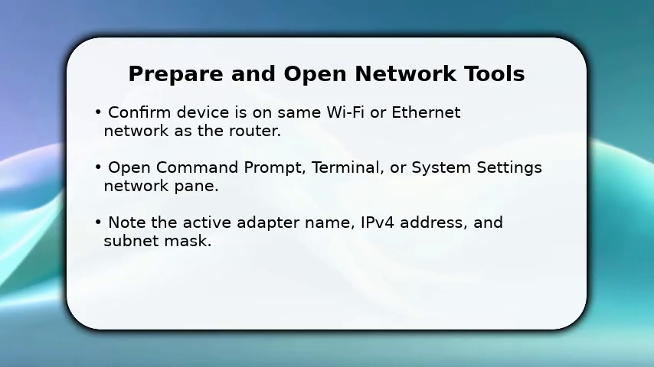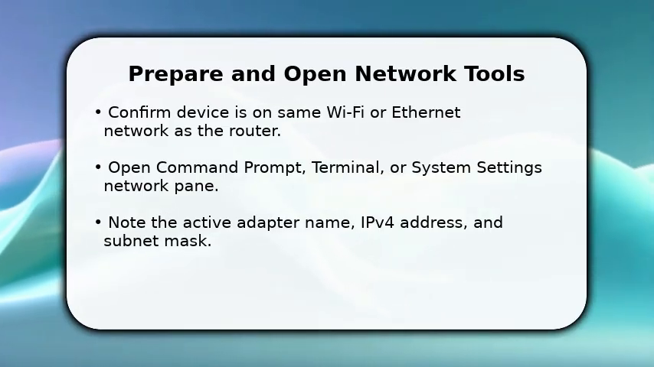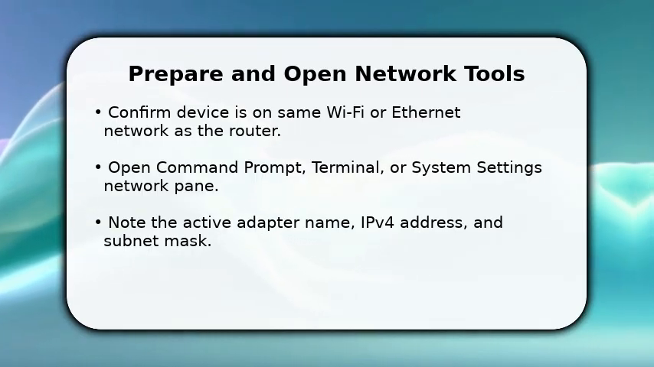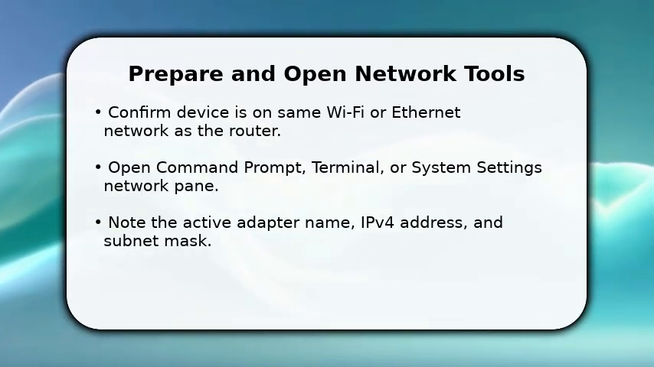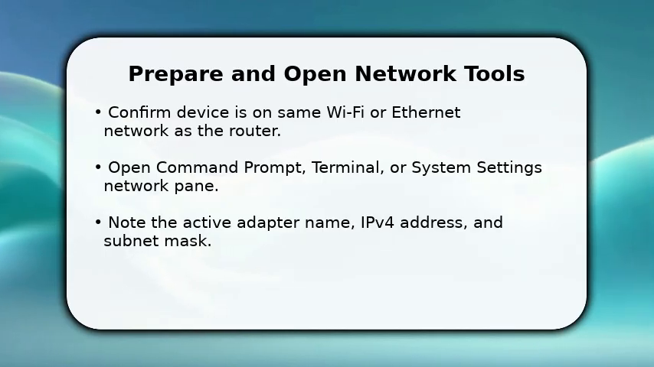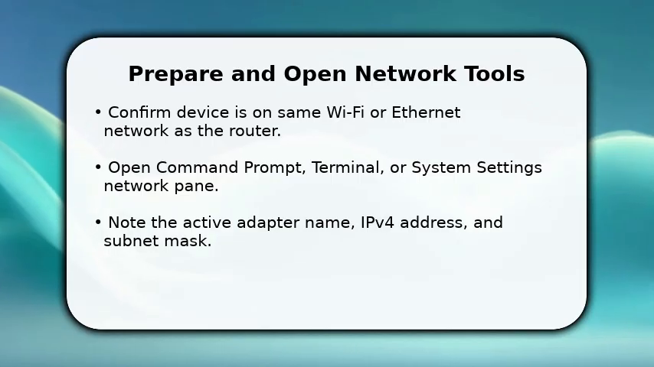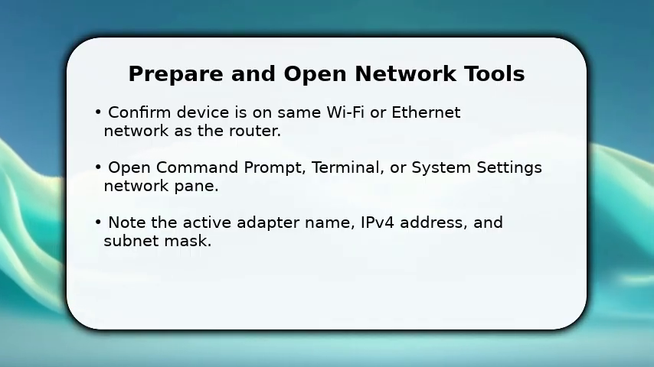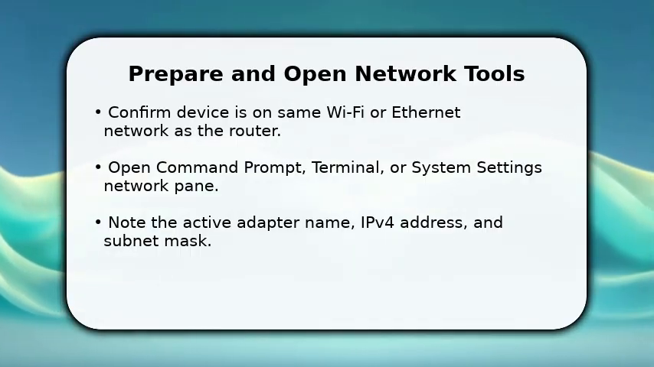You're starting right away. Make sure your computer or phone is connected to the router's network. Once connected, open the tool you'll use. On Windows, launch Command Prompt. On macOS, open Terminal or Network Preferences, and on Linux, open Terminal. Identify the active adapter so you know which connection to inspect. You'll also note your device's IPv4 address and subnet mask because those values tell you which gateway to look for. Keep them visible as you move to the next step.